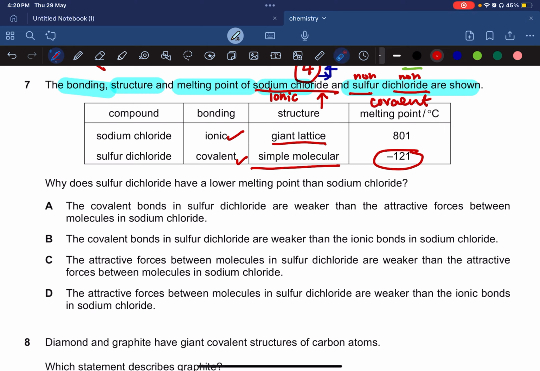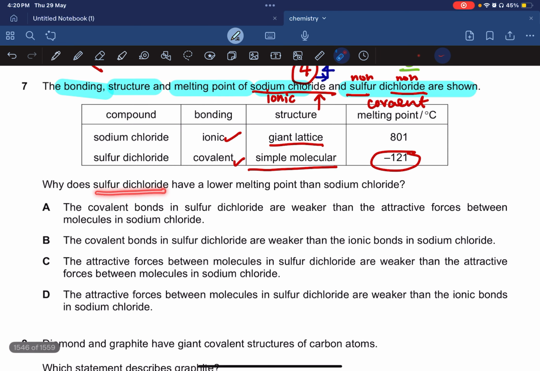That's what we know. Okay, why does sulfur dichloride have a lower melting point than sodium chloride? Okay, we are given a table with a bunch of information, and now we have to conclude why this sulfur dichloride has a lower melting point than sodium chloride. Okay, now I'm going to explain one thing to you guys, and if you get this, I guess that's going to save you a lot of marks.